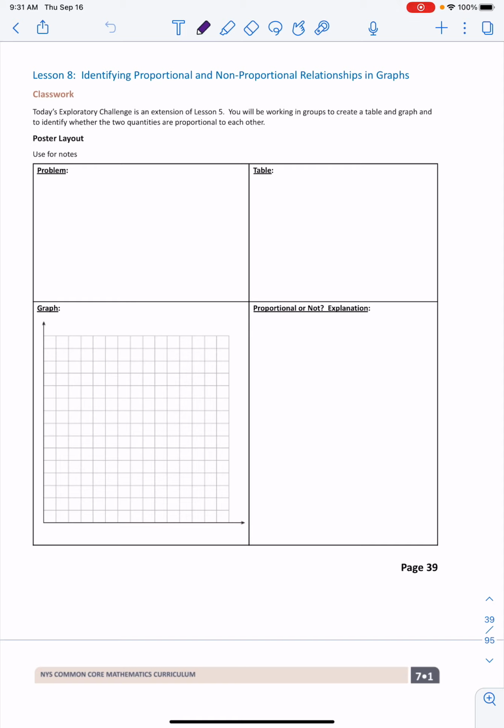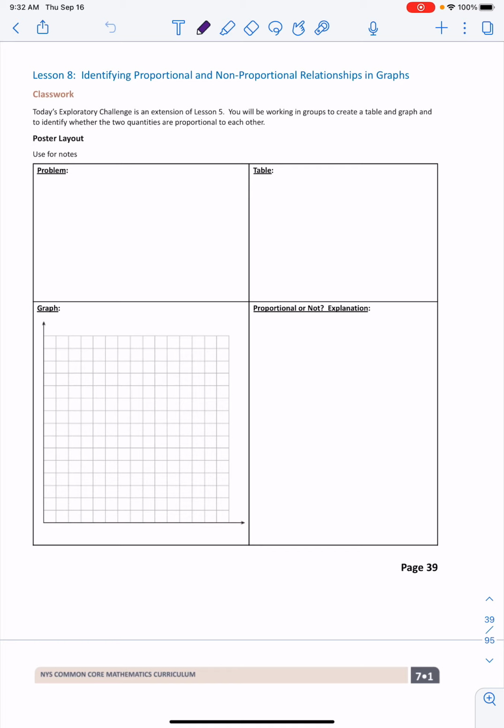picked envelopes to see what we were going to get. So I am going to use group 1. It says a local yogurt shop is known for its monster sundaes to be shared by a group. The ratios represent the number of toppings to the total cost of the toppings. Create a table and then graph and explain if the quantities are proportional to each other. So for example, the problem.